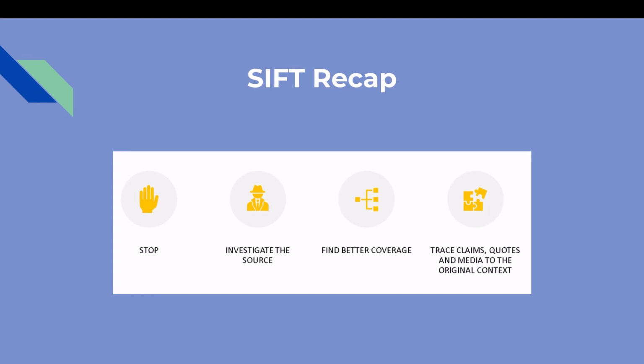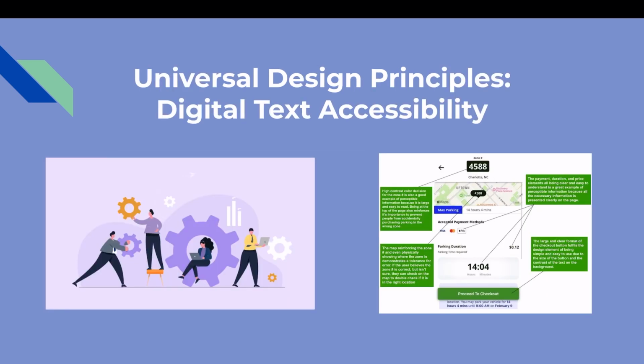In conclusion, using the SIFT method is an easy way to evaluate a source and trace information back to a primary source. SIFT is an acronym that stands for Stop, Investigate Your Source, Find Trusted Coverage, Trace Claims, Quotes, or Media back to the original source.